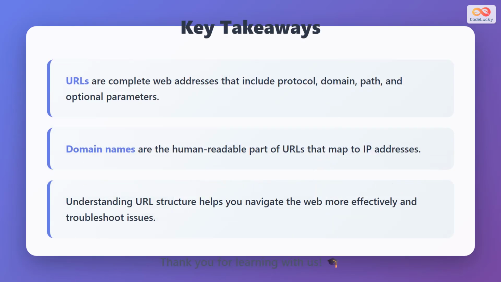Let's recap what we've learned. URLs are complete web addresses that include the protocol, domain, path, and optional parameters like queries and fragments. Domain names are the human-readable part of URLs that map to IP addresses, making it easy for us to remember and access websites. Understanding URL structure helps you navigate the web more effectively and troubleshoot issues when websites don't load correctly.